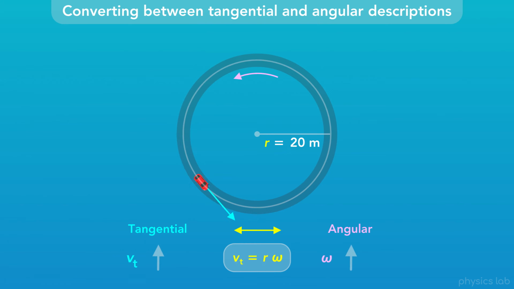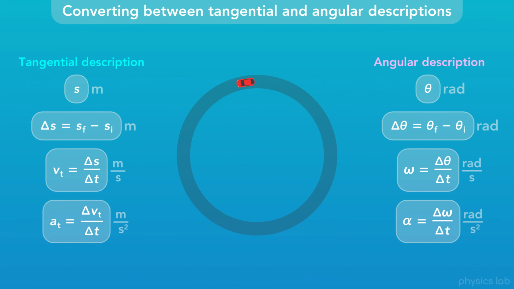If the car speeds up, both velocities would increase. And if the car slows down, both velocities decrease. If the car's velocity is constant, then both the tangential and angular acceleration are 0. If the car speeds up and its tangential acceleration is 10 meters per second squared, then its angular acceleration would be 0.5 radians per second squared. And if the car slows down, the tangential and angular acceleration would both be negative. Again, the tangential and angular motions are linked together if they describe the same object. The difference is that tangential describes the motion around the circumference in terms of length, and angular describes the motion around a circle in terms of angles.